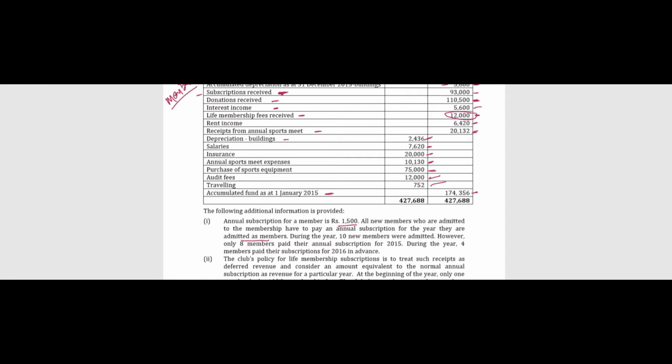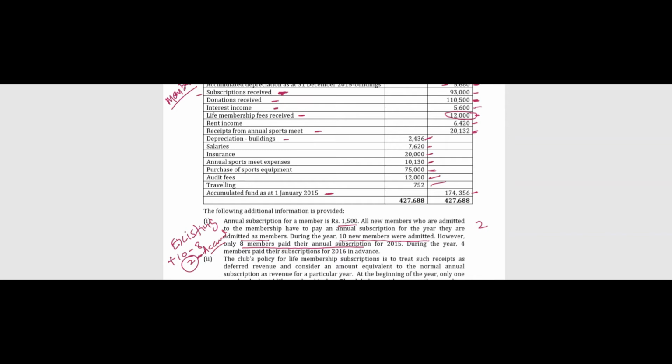During the year, 10 new members were admitted. However, 8 members paid their annual subscription. So therefore, 2 members have not paid. So in addition to the existing members, the club has admitted 10 new members. Okay, so 10 members admitted, of which 8 members paid. So 2 members have not paid their annual subscription. So therefore this amount has to be accrued, to be received.